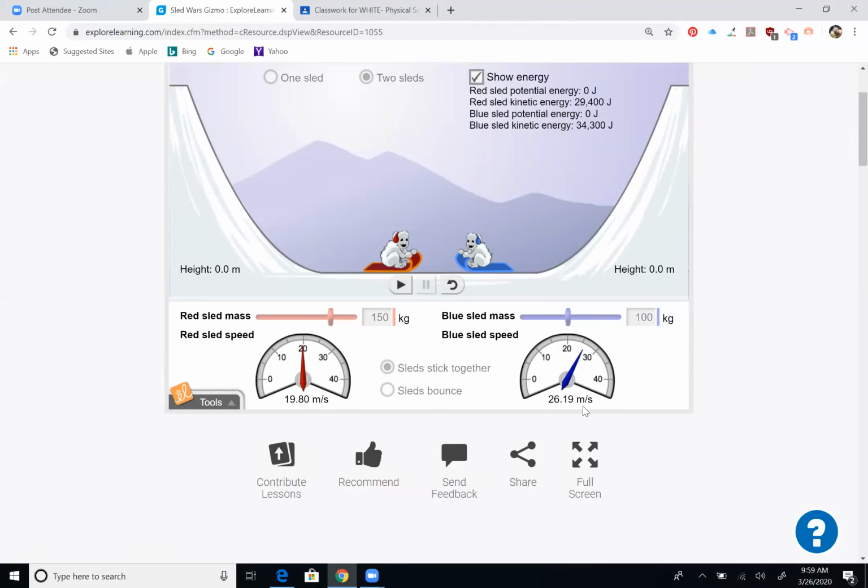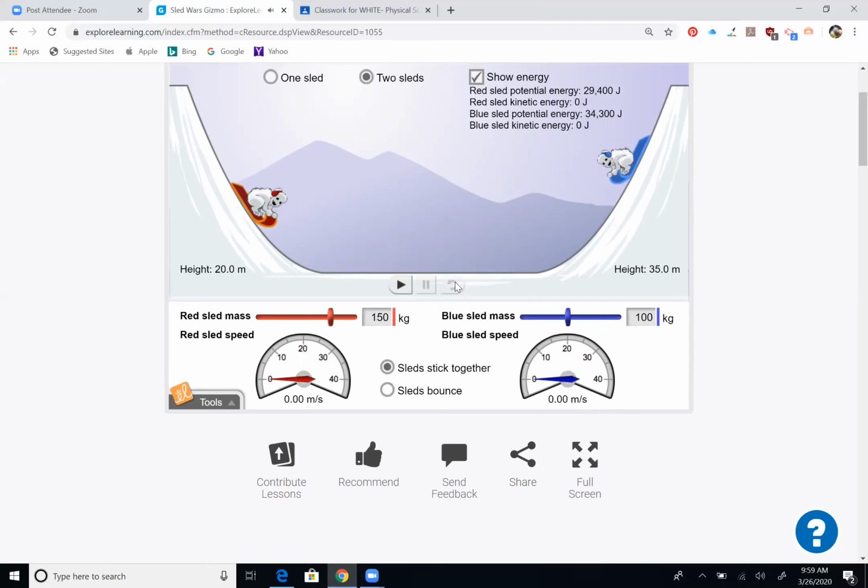All right, last page. So we are at gather data. We're going to reset one more time. For each combination of sled masses and start height below, play. Okay, so we're going to do red sled at 50 meters.